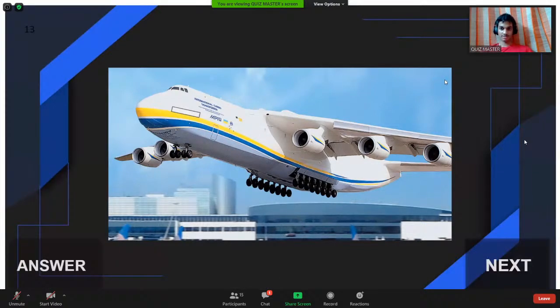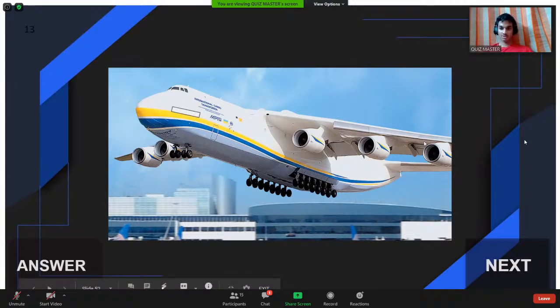What is your answer, Team 4? Is it the Antonov Mriya? Could you give me the number associated with this plane? What is it commonly called? Antonov 2, 3, 4 or something. I'm not sure about that. Okay.